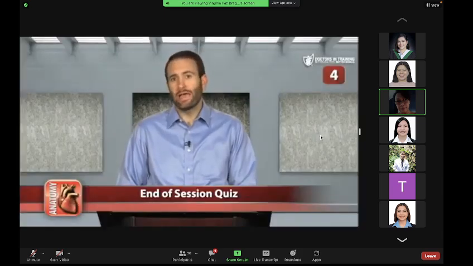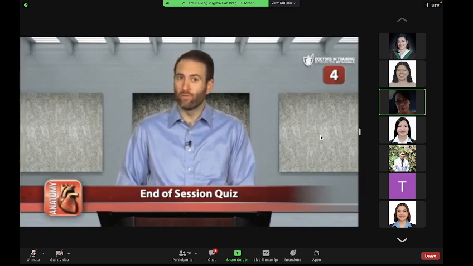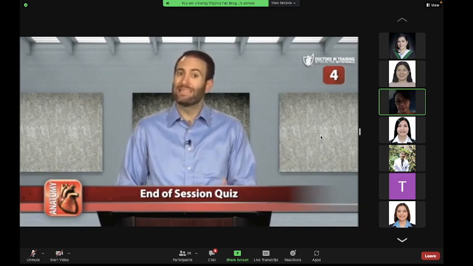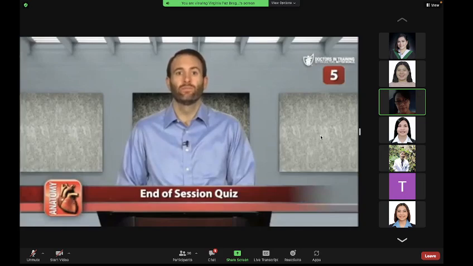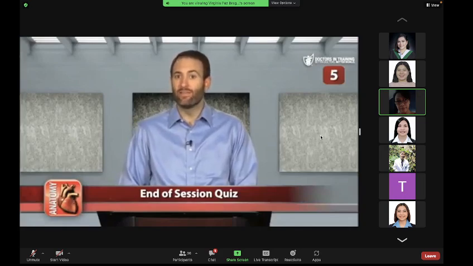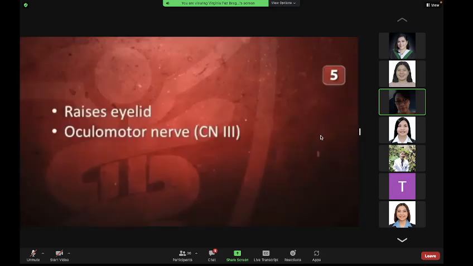Next, if you cut the lacrimal nerve back at the apex of the orbit, will you retain lacrimal gland function? So the answer to this is yes. The lacrimal secretomotor nerves actually don't run with the lacrimal nerve from below until almost at the gland itself. Next, what is the action of and the nerve supply to the levator palpebrae? So this is going to be raises the eyelid, and this is going to be oculomotor nerve, cranial nerve 3.